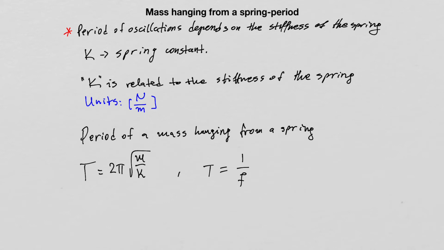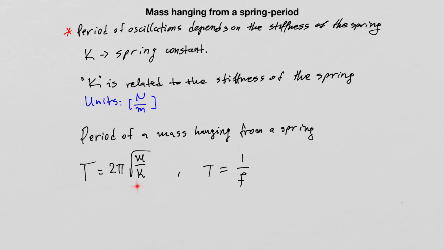Then, the period of a mass hanging from a spring is calculated as 2 pi times the square root of the mass of the bob divided by the spring constant. So here, as you can see, the larger the mass for the same spring, meaning the spring constant is constant, the larger the period of oscillations. And for a fixed mass, the larger the spring constant, which means a stiffer spring, the smaller the period of oscillations. Or, the smaller the spring constant, the larger the period of oscillations.